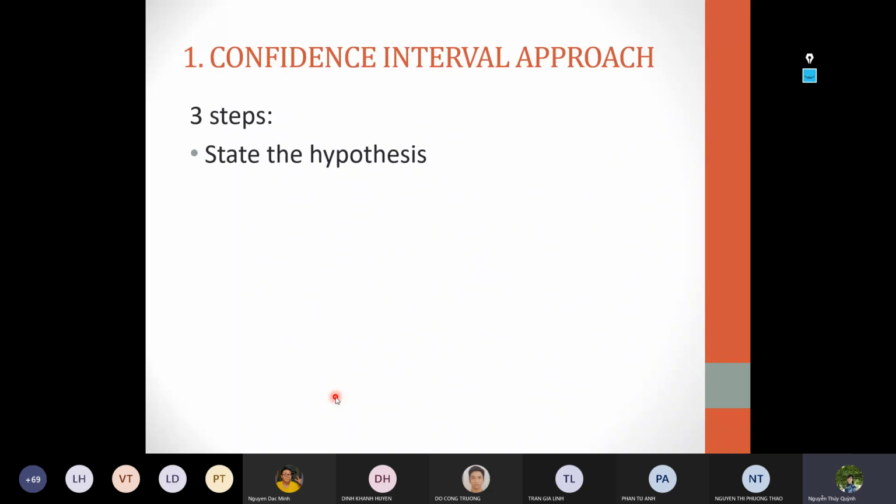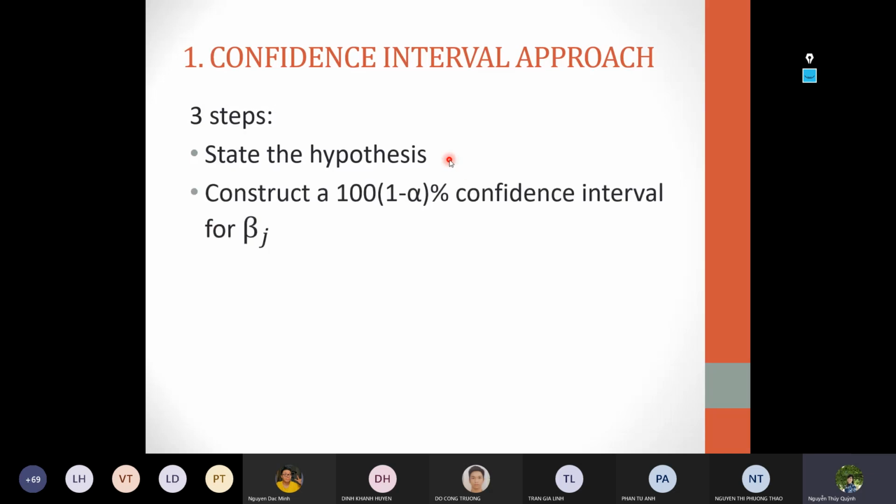Now for this one, there may be a two-sided test. After you have stated the hypothesis, you will have to construct the confidence interval for the regression coefficient. Then, after you have constructed the confidence interval, you will make a decision whether to reject the null hypothesis H0.